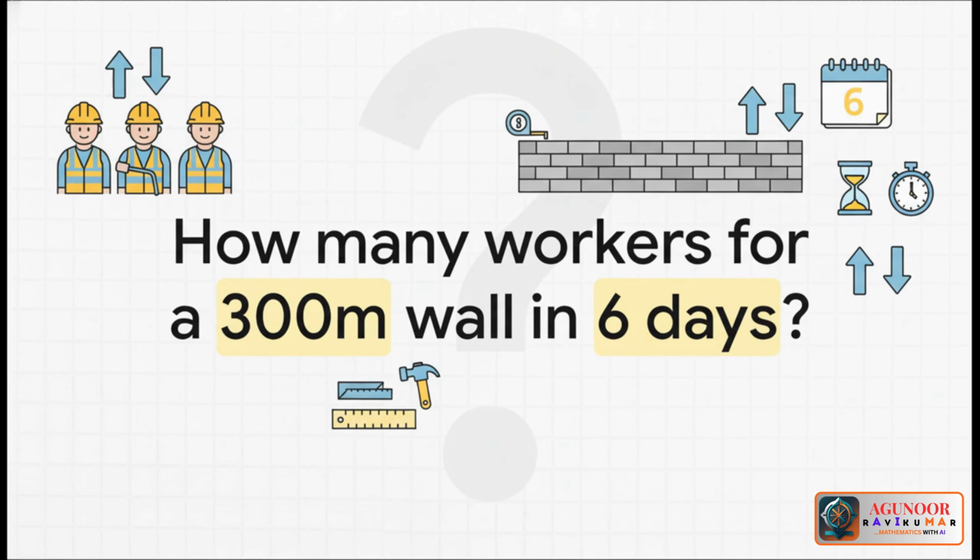We've got workers, we've got the size of a wall, and we've got a deadline in days. Now, if we only had workers and days, we could use simple inverse proportion. And if we only had workers and the wall size, we'd use direct proportion. But since all three things are changing at once, all those simple methods just aren't going to work. We need something a bit more powerful.